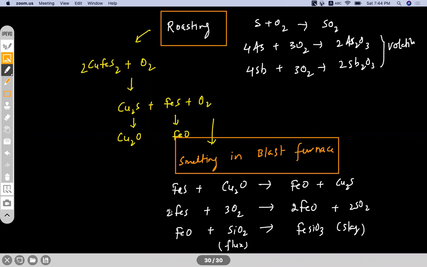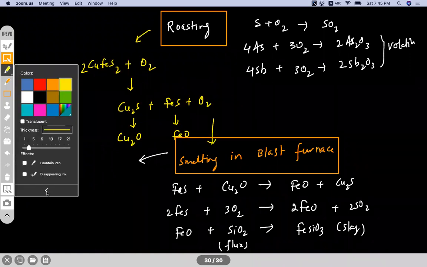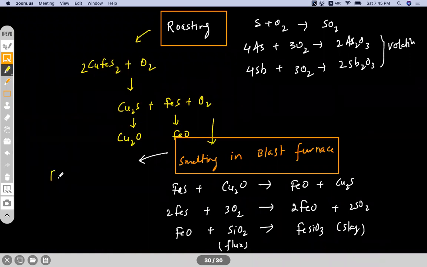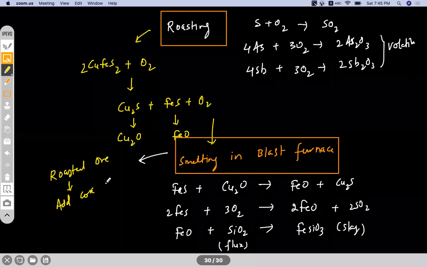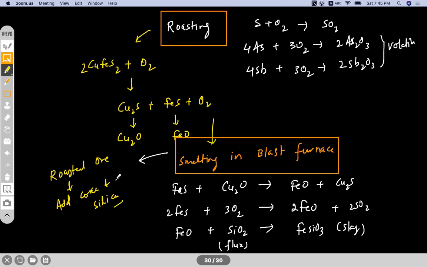So in this process, smelting, what happens? We add the roasted ore that we get in this step. Okay, the roasting is done. So the ore that we get, we call it roasted ore. So in this roasted ore, we'll add coke and silica. Coke or silica you can add, you will have this reaction.